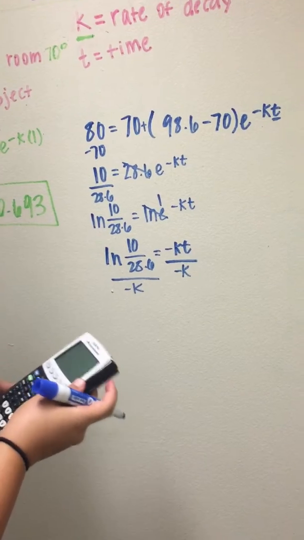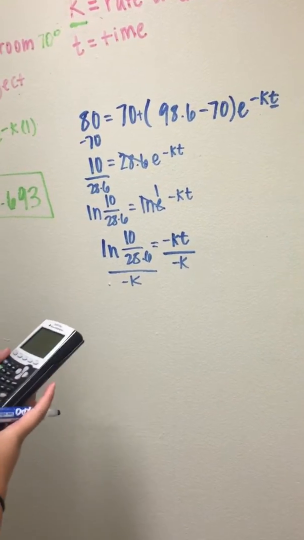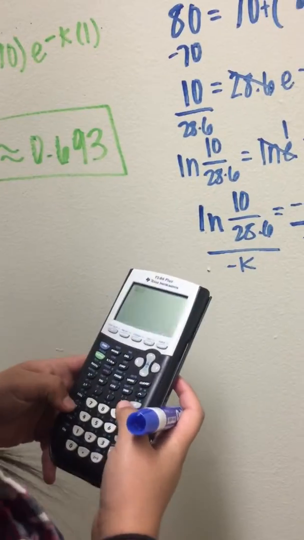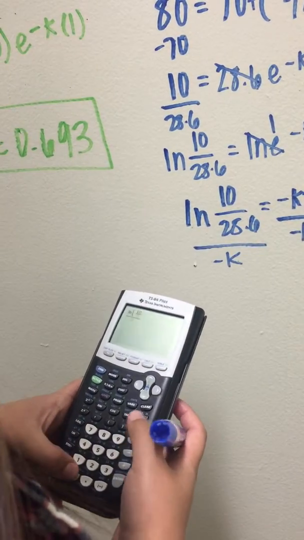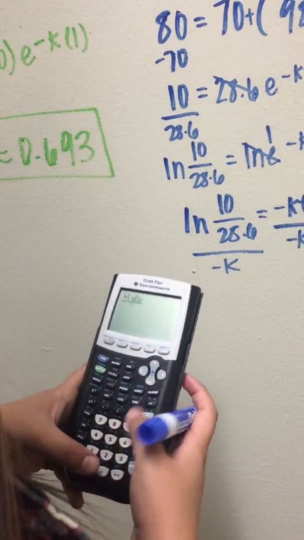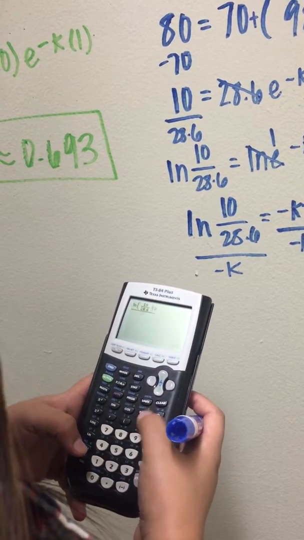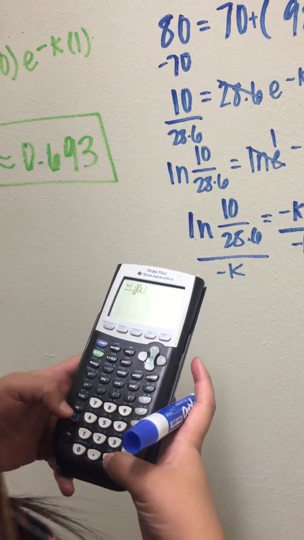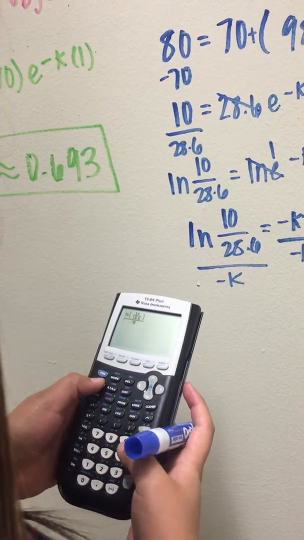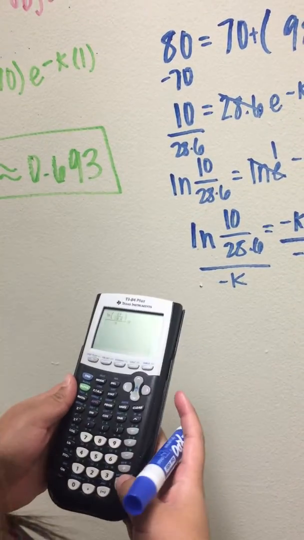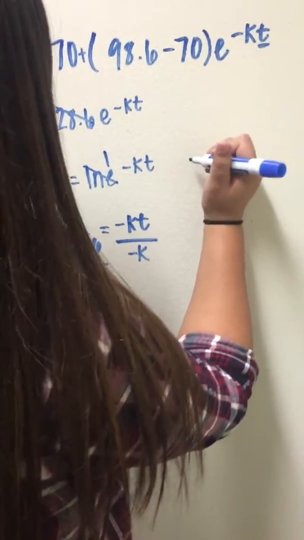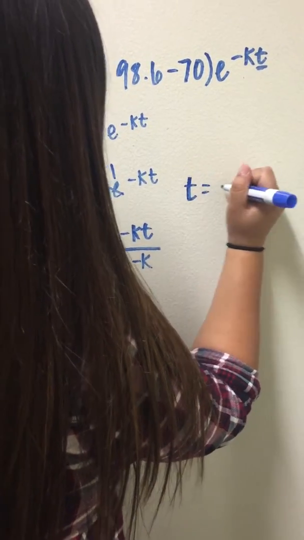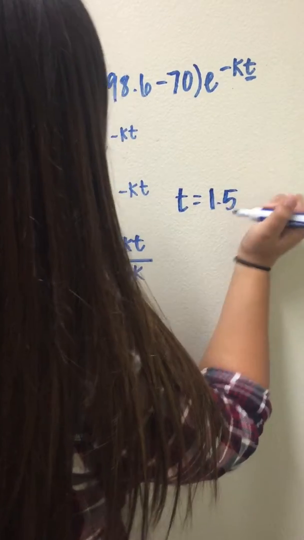Okay, so we're going to put this into our calculator. We have ln and then 10 over 28.6. And since we stored K, all we have to do is divide by negative alpha K. And that's going to give us 1.51. And we're going to round to the nearest tenth since we're using hours.